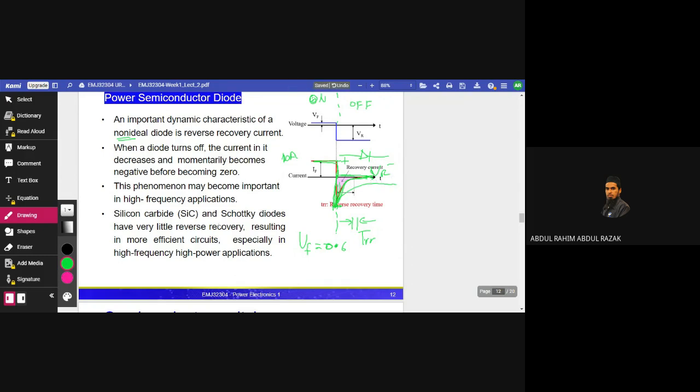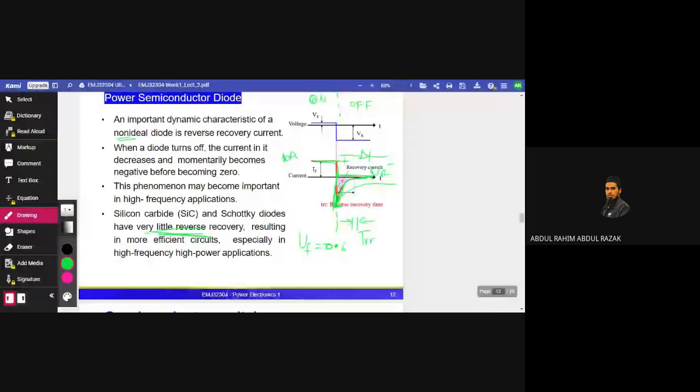So you can see here SiC and Schottky are the best because they have the fastest TRR. If you have a higher TRR, this portion will contribute to the losses of your circuit. You can prove it later through our simulation in our OEL or in our lab modules to come. So this is the characteristic of our diode.